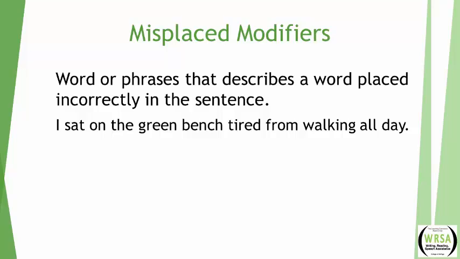We first want to identify what our main sentence is. Well, essentially our main sentence has to have a subject and a verb. So I sat. On the green bench is a prepositional phrase. It describes the location. Where did I sit? I sat on the green bench. Then tired from walking all day, that's just extra stuff. It's extra information I'm giving about this activity.